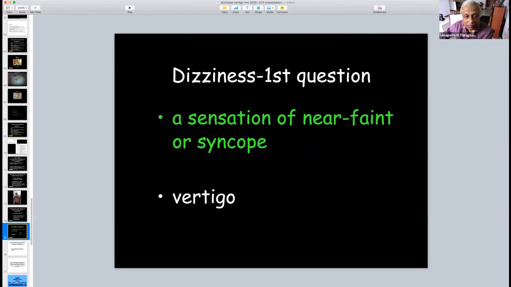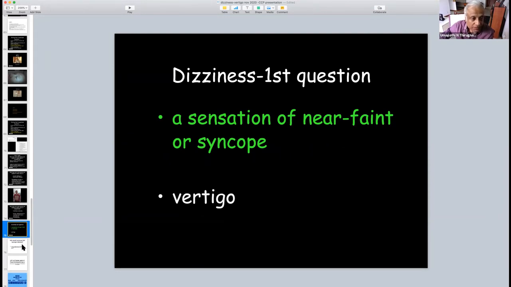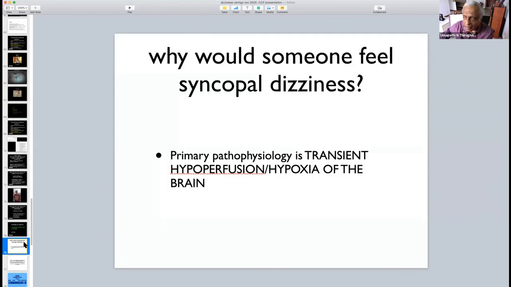Very quickly, in the last 5 minutes, I'm going to cover what if the first question was answered not as vertigo, but as syncope. Why do I take such a short period? Because most of you in the audience are senior physicians and know this very well. When a person comes to you and says it's a sensation of syncope, it means that for some reason there is transient hypoperfusion of the brain.